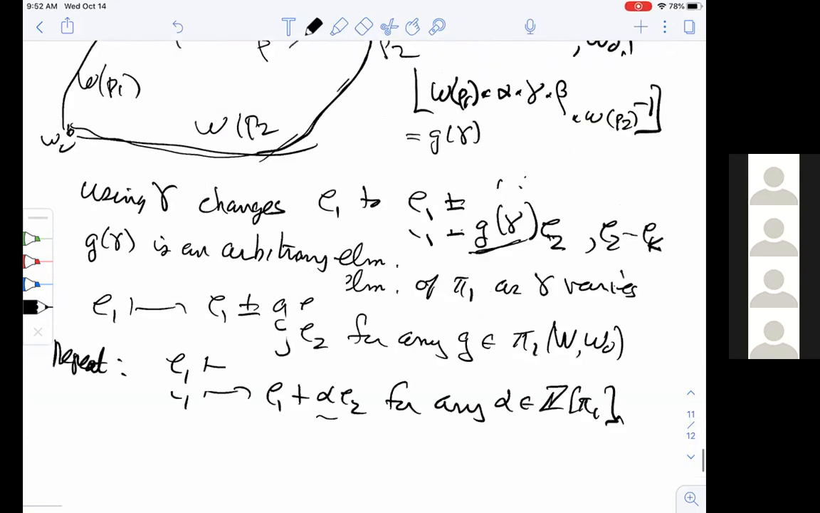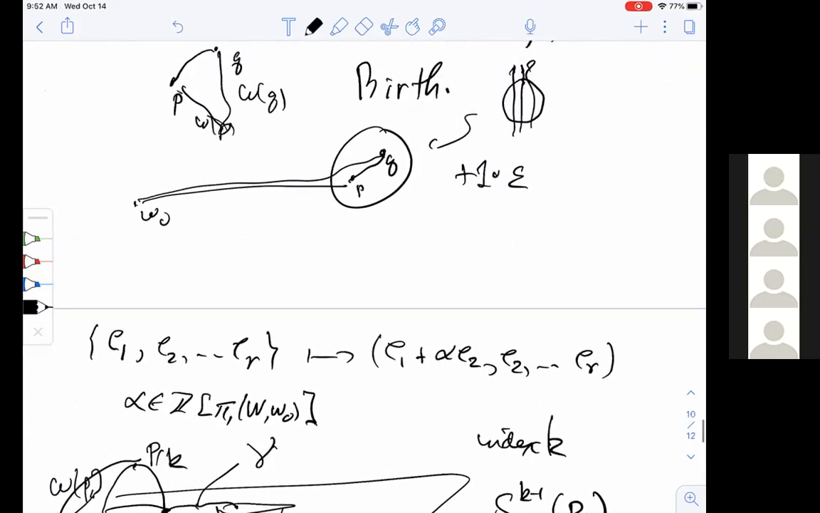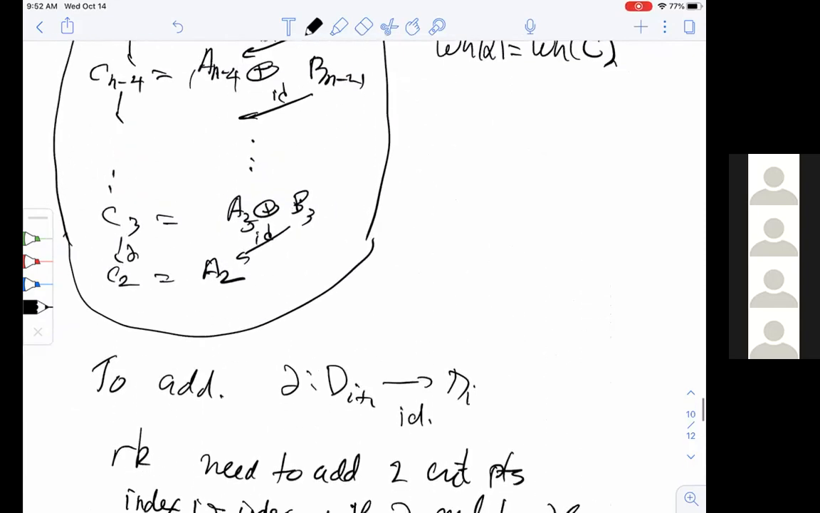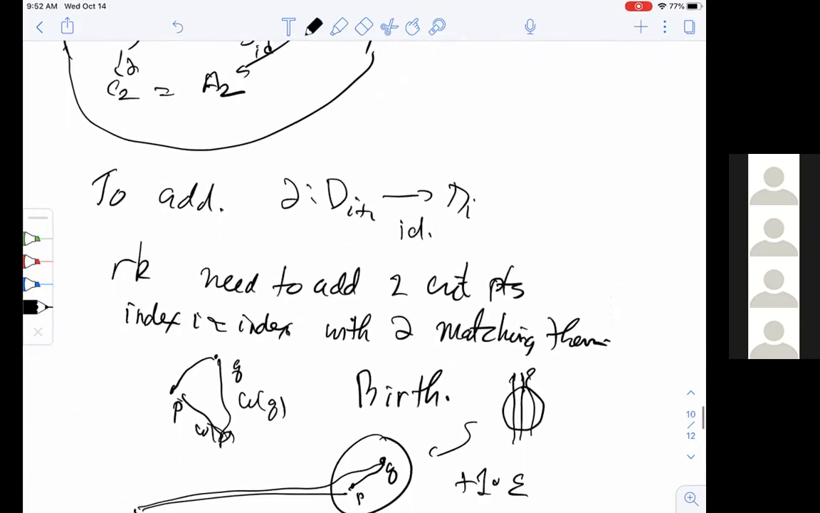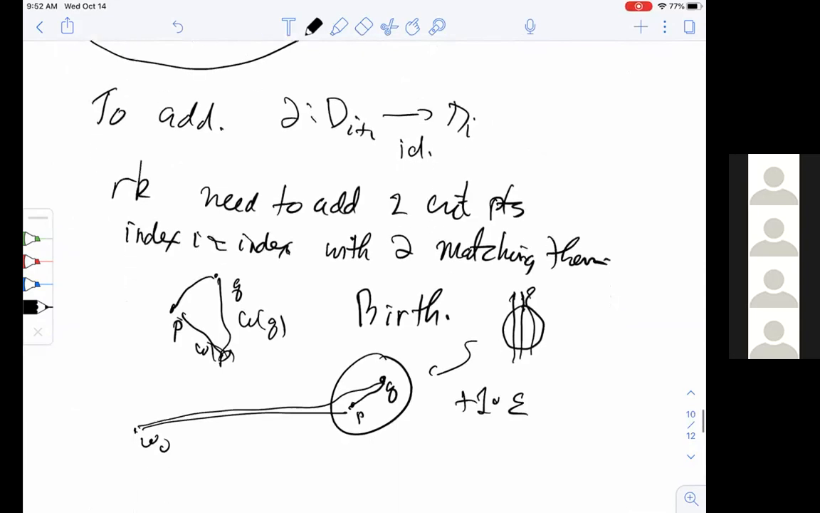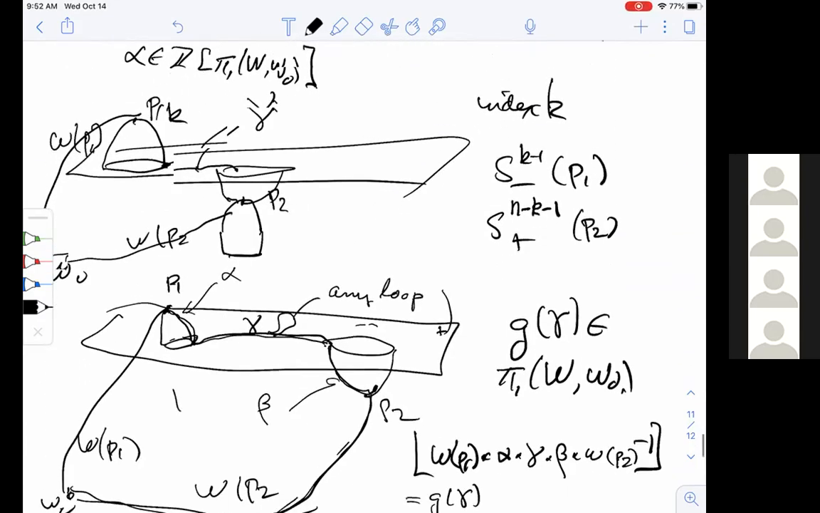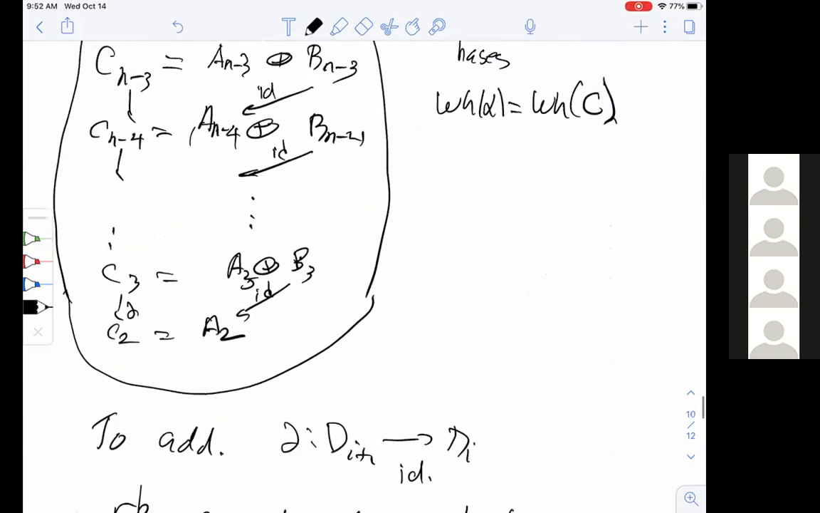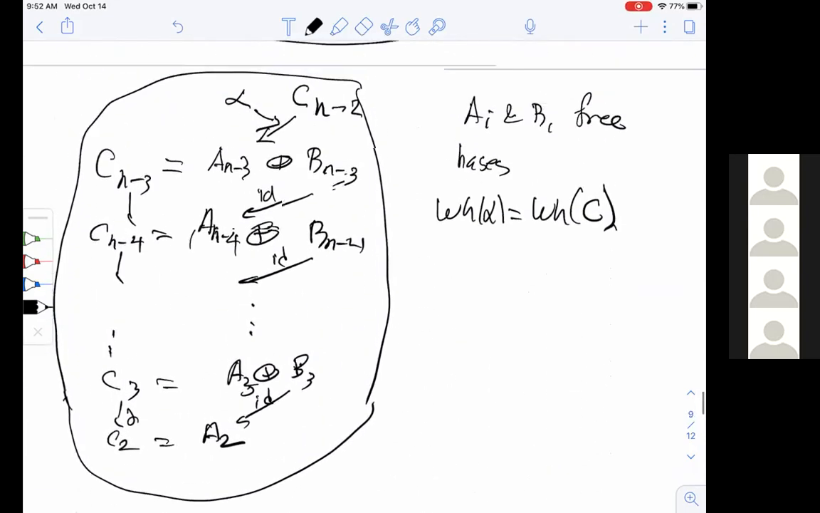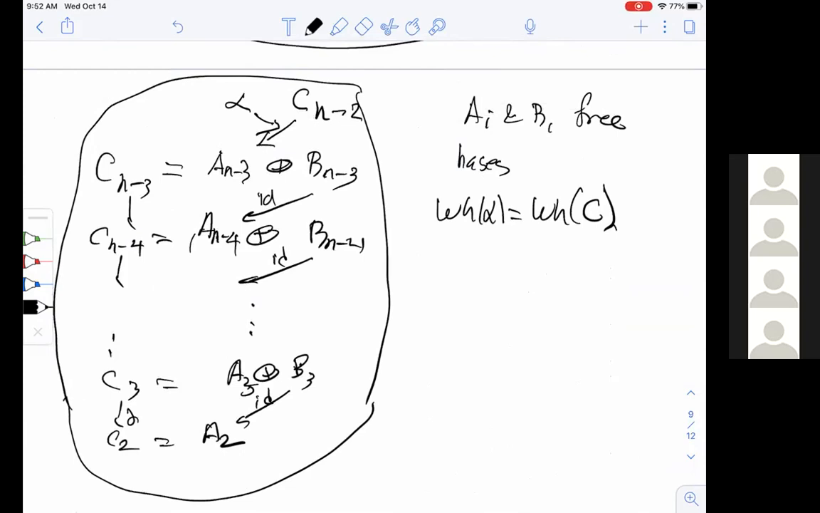And therefore, again, using this stability result, maybe I'll have to stabilize even more. I can do these handle slides and produce the chain complex, this algebraic chain complex. Okay, so that's in general.